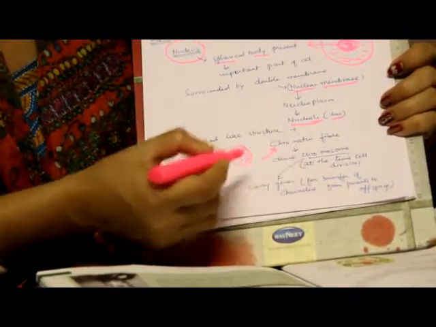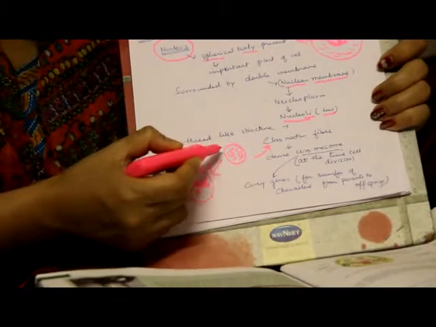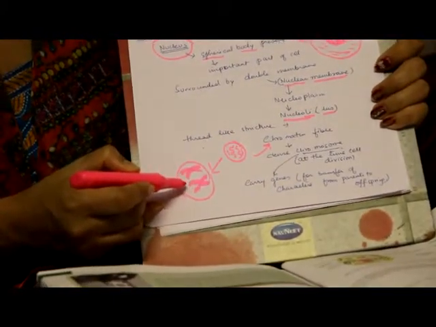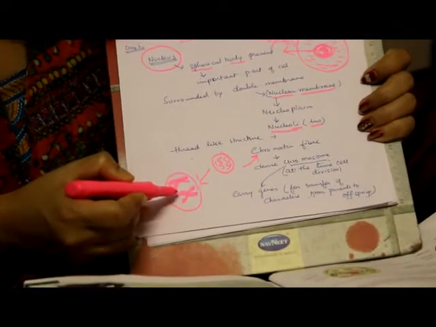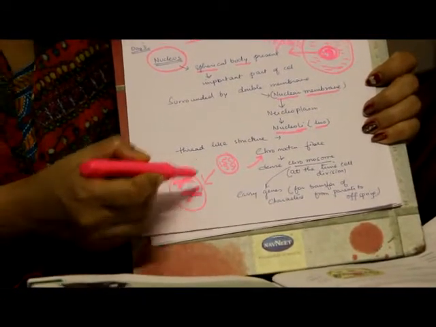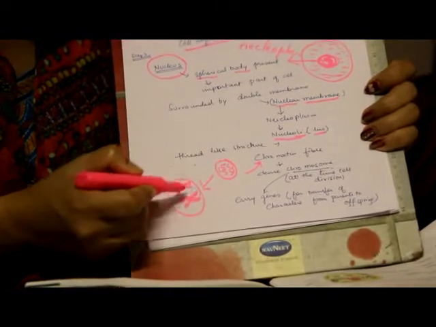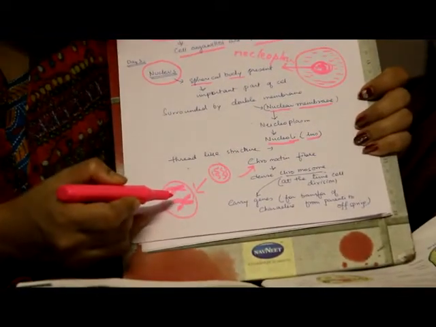At a particular time of cell division, this chromatin fiber will transform into chromosome. This is a fiber, this is a dense or condensed structure. It is ribbon like, this is thread like. That is the difference between chromatin fiber and chromosome.